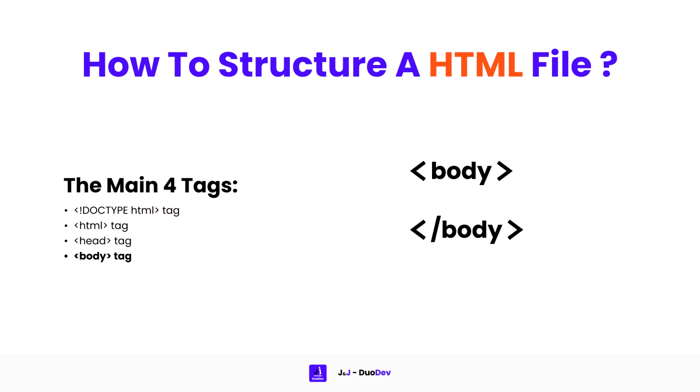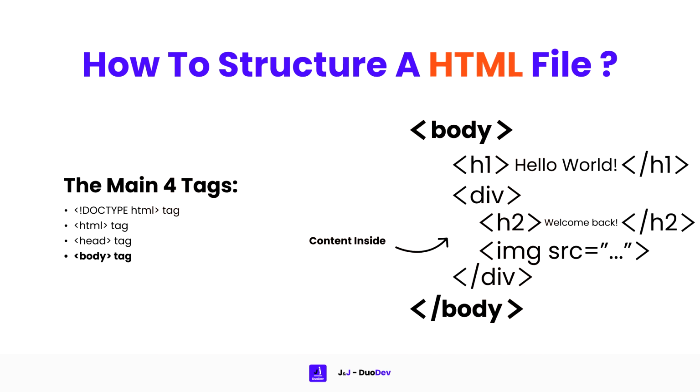Next up we have the body tag. Once again it has an opening and a closing tag, and essentially the body tag serves as a container for our normal elements, the ones that we have covered so far, for example headings or paragraphs. And this is basically how we structure a web page.